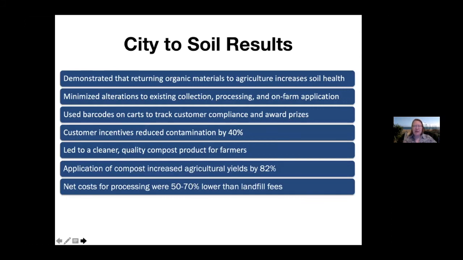They demonstrated that returning organic materials to agriculture increases soil health. They minimized alterations to existing collection, processing, and on-farm application. They used barcodes on carts to track customer compliance and award prizes to give incentive to people for keeping their organic materials contamination-free. And the customer incentives reduced contamination by 40%. This led to a cleaner quality compost product for farmers, and an application of compost increased agricultural yields by 82%. And the net cost for processing the organics was 50 to 70% lower than landfill fees. This was a win-win-win-win project and a very exciting demonstration project for New South Wales.